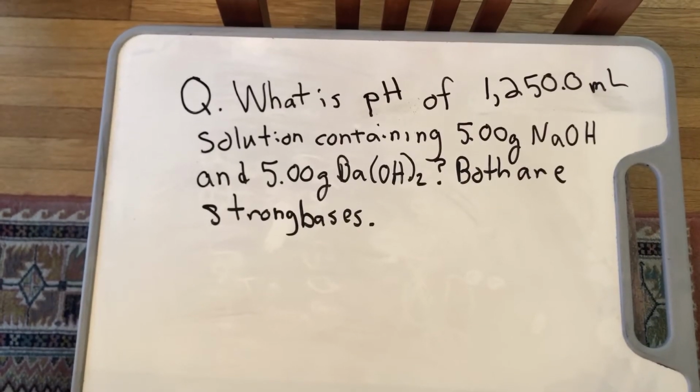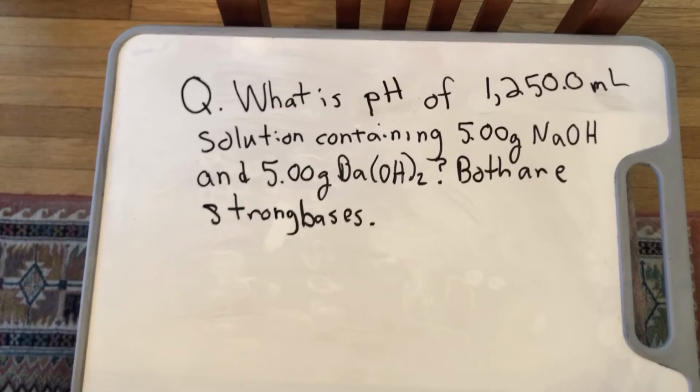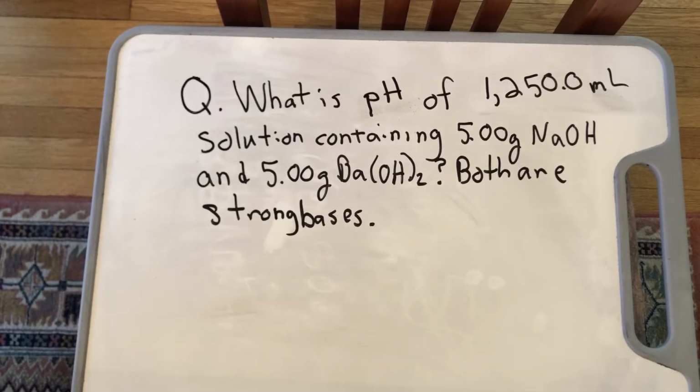Okay, so here is an example question. It's a little bit complicated. What is the pH of a 1250 milliliter solution containing 5 grams of sodium hydroxide and 5 grams of barium hydroxide? Both are strong bases. So we have to be able to pick apart this problem. One of the first things we have to realize is strong base means they completely dissociate.